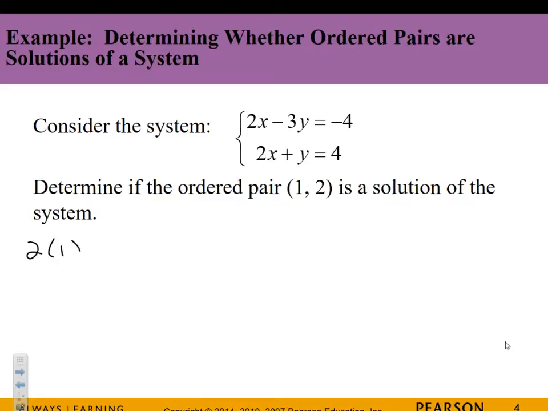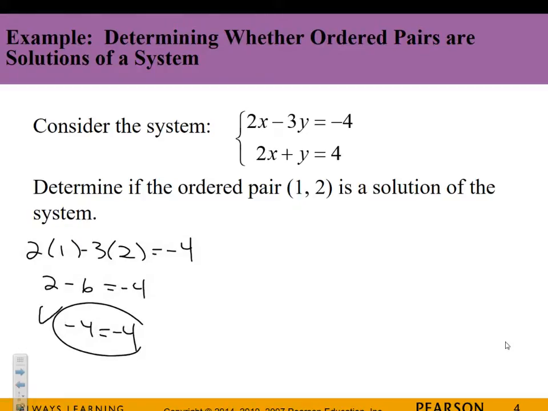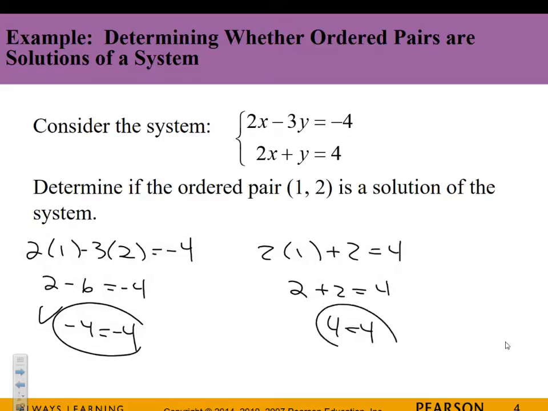So 2 times 1 minus 3 times 2 should give me negative 4. Let's check that. I've got 2 minus 6. Look at that. Does negative 4 equal negative 4? Yes, so it works for the first one. I'm going to check it on the second one. 2 times 1 plus 2 should give me 4. 2 plus 2 equals 4. Does 4 equal 4? Yes. Then this is a solution to the system.